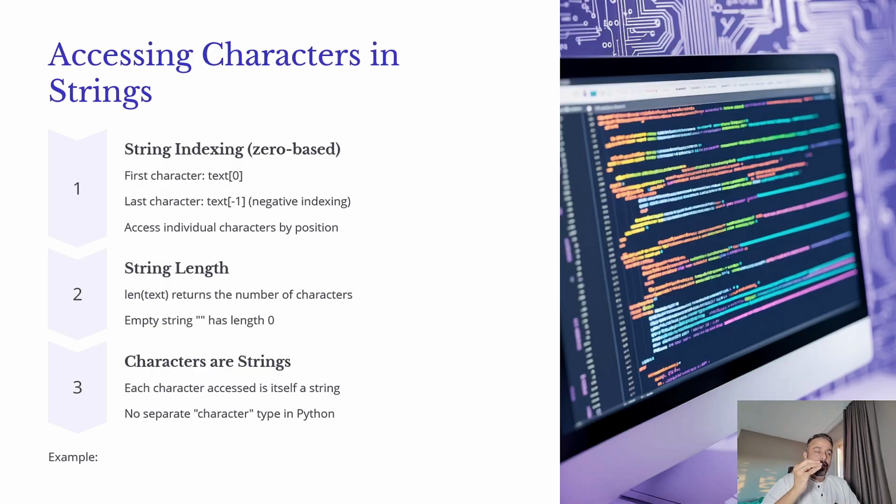It is going to return the total number of characters which have been defined in the string. So that is how you use length of text. And if you don't have any value inside your string, it is going to give you a length of 0. Now Python has no separate character type. Even one character is still a string.